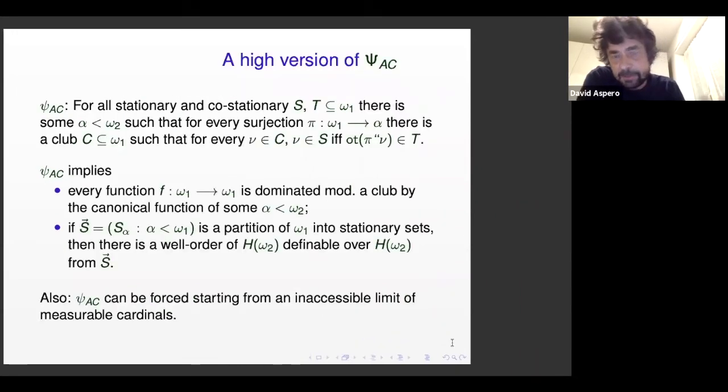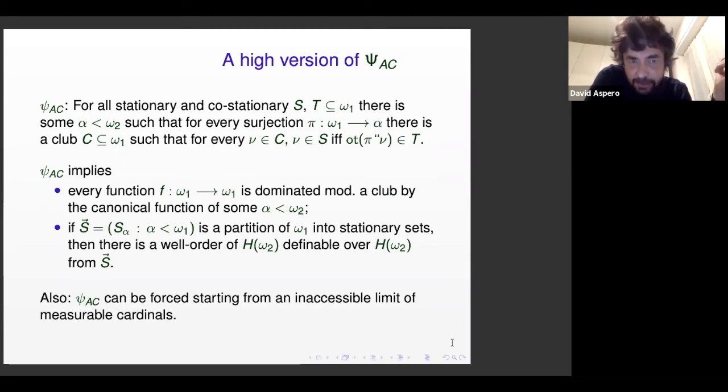Okay, so let me digress a bit, and say something about ψ-AC and some related principles. ψ-AC, the coding principle that I was referring to before, says the following: you have two stationary and co-stationary subsets of ω1, S and T. Then there's some ordinal α in ω2 such that for every surjection π from ω1 onto α, there's a club C such that for every ν in C, ν is in the first set S if and only if the order type of the pointwise image of ν by π is in the second set T.